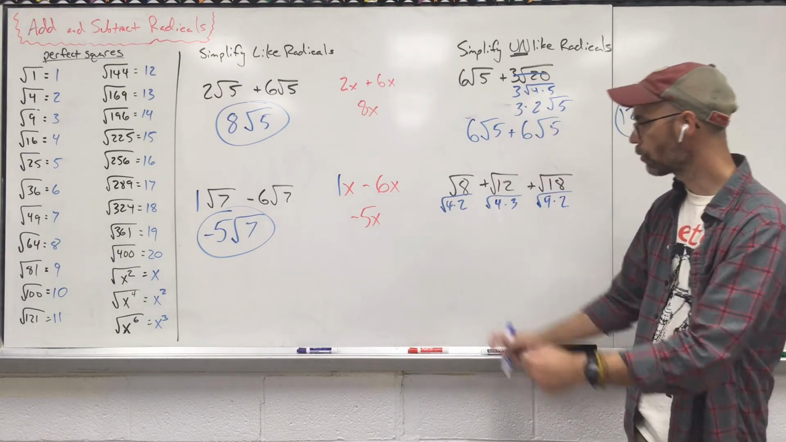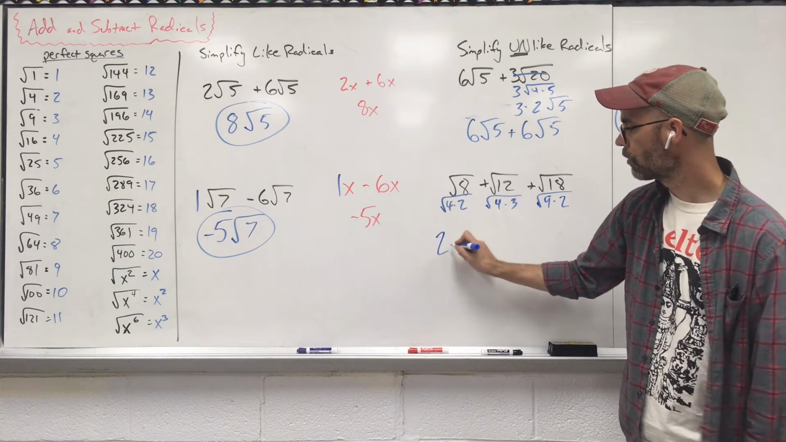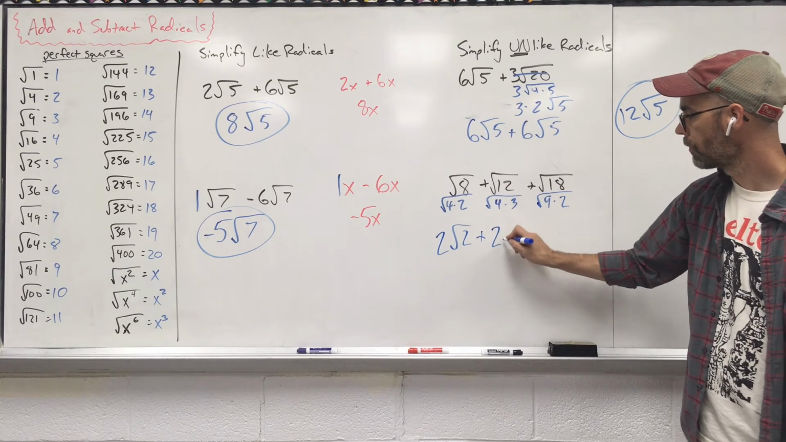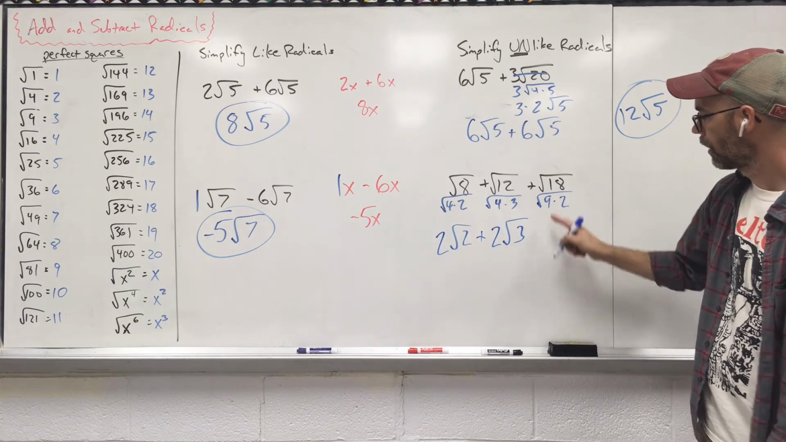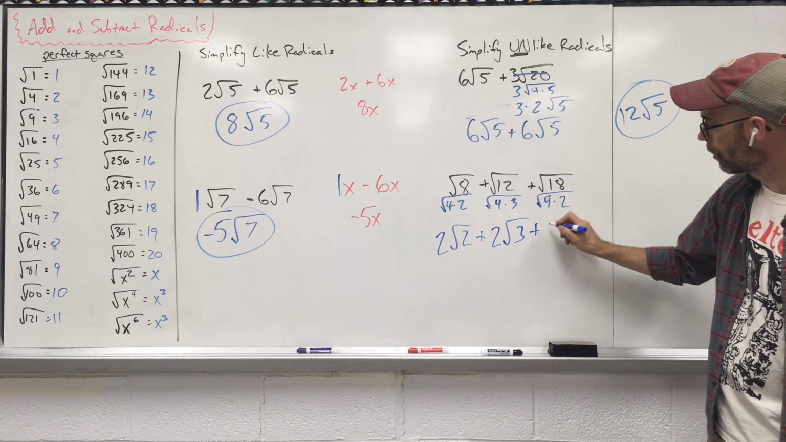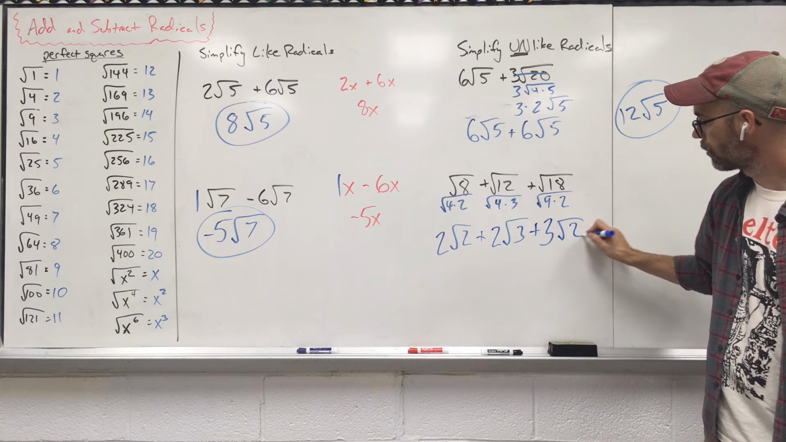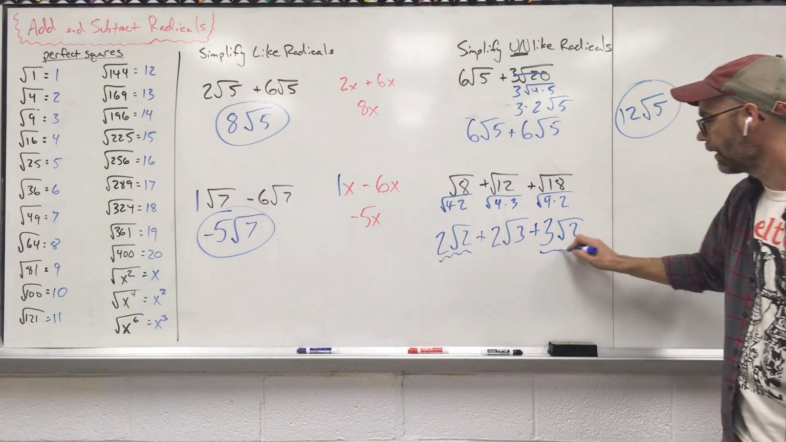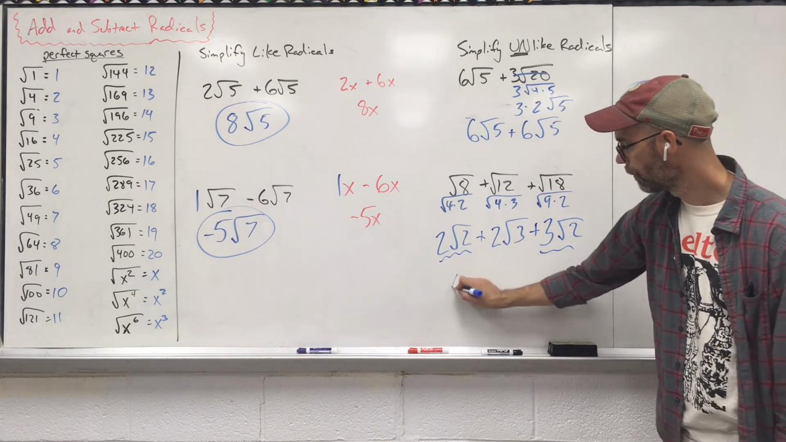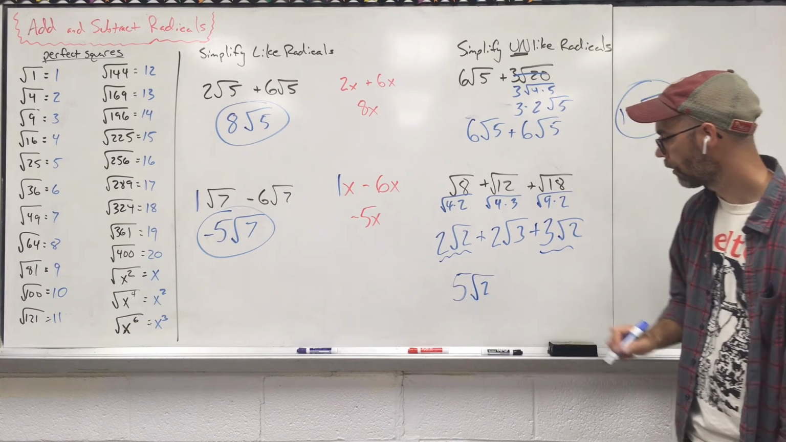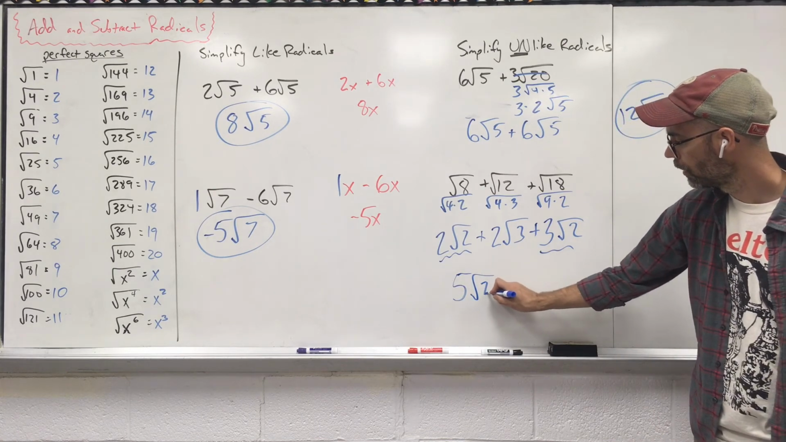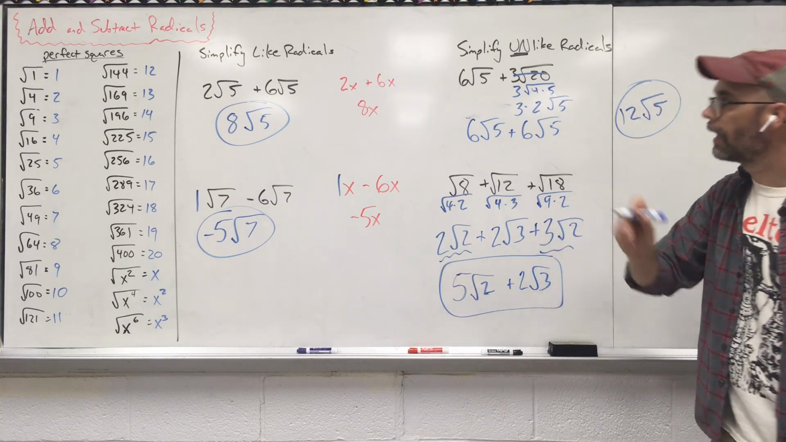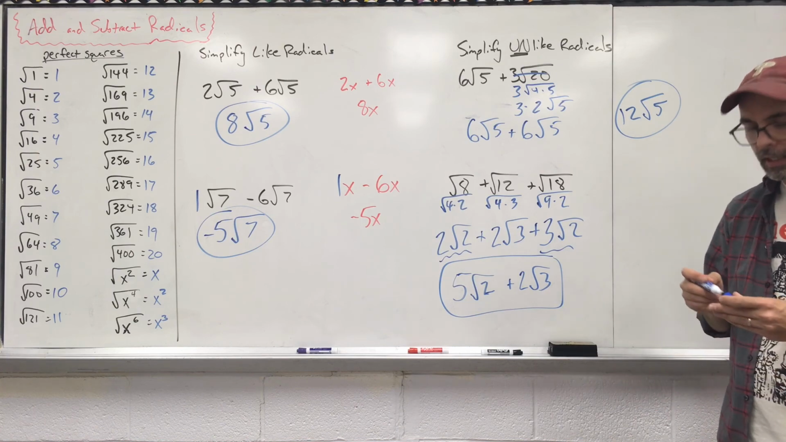Let's simplify each one. Square root of 4 gives me 2. The other 2 stays in. Plus 2 comes out. 3 stays in. Plus 9 turns to a 3. The 2 stays inside. Can I go one more step by putting things together? I can combine that and that. 2 plus 3, 5. We're talking about radical 2s. And this radical 3 just comes along for the ride. And that is simplifying radicals by adding and subtracting.